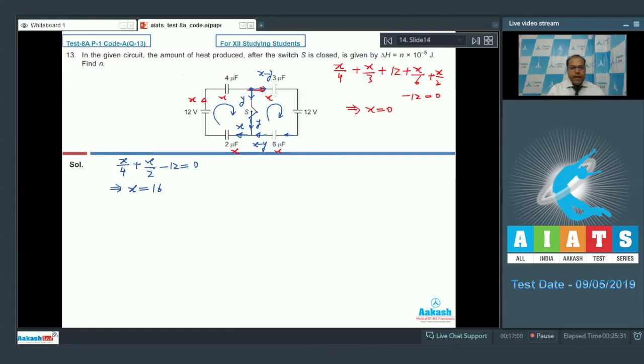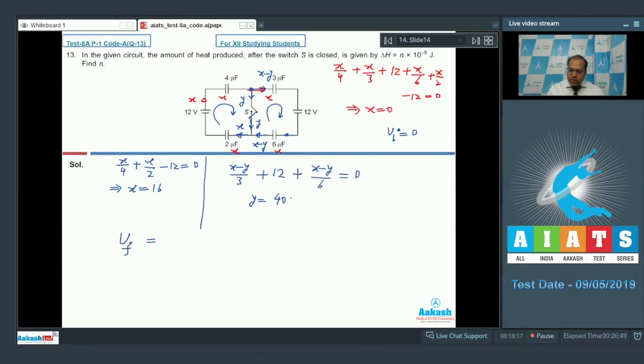So x represents charge. And if I write the equation in the second loop, then (x minus y) by 3 plus 12 plus (x minus y) by 6 is equal to 0. So on solving this equation, the value of y comes out to be 40. Now the initial energy stored in this system is 0. So if I find out the final energy stored, that amount of energy is also dissipated as heat.